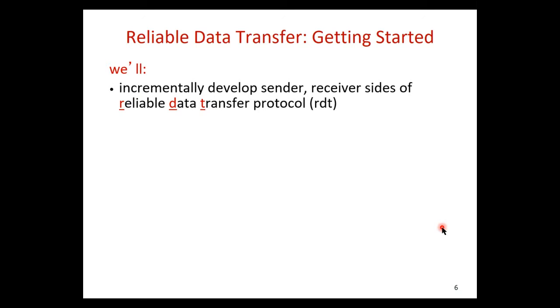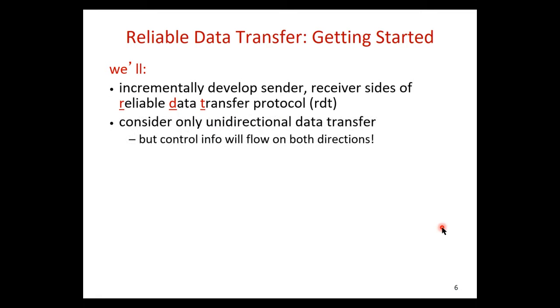In order to better understand the reliable data transfer issues, we are going to do that incrementally, stepwise. Which means that we will start with a very simple case of an unreliable channel, and then we make it more and more realistic and more complex. And then we see how we need to correspondingly enhance our reliable data transfer protocol.